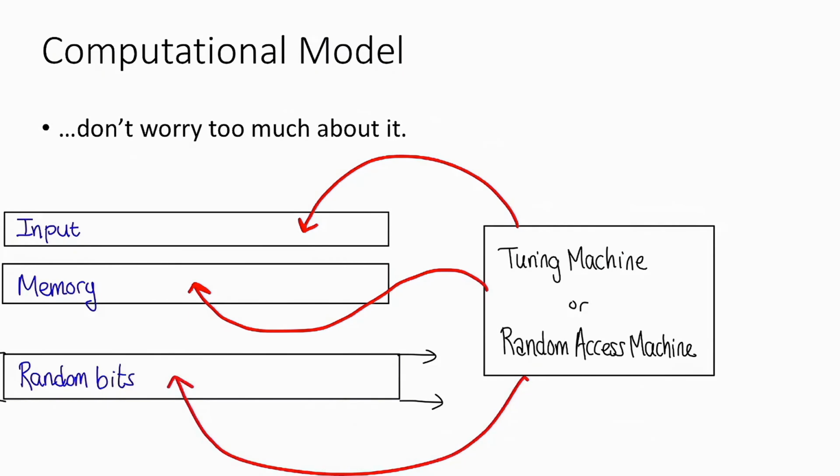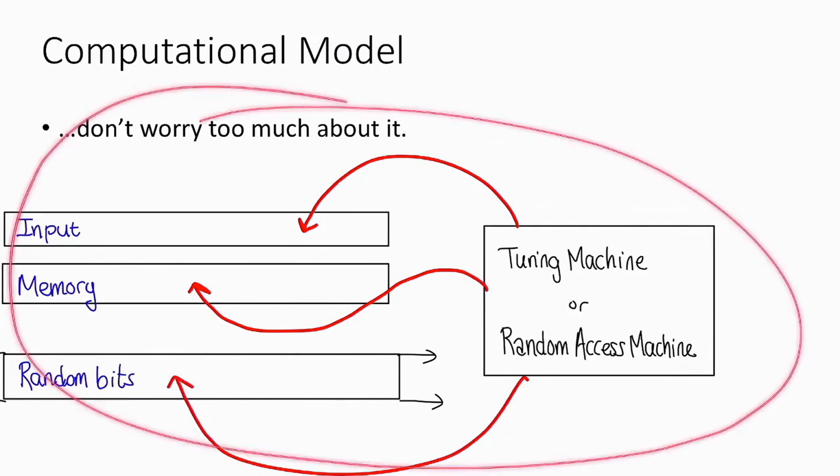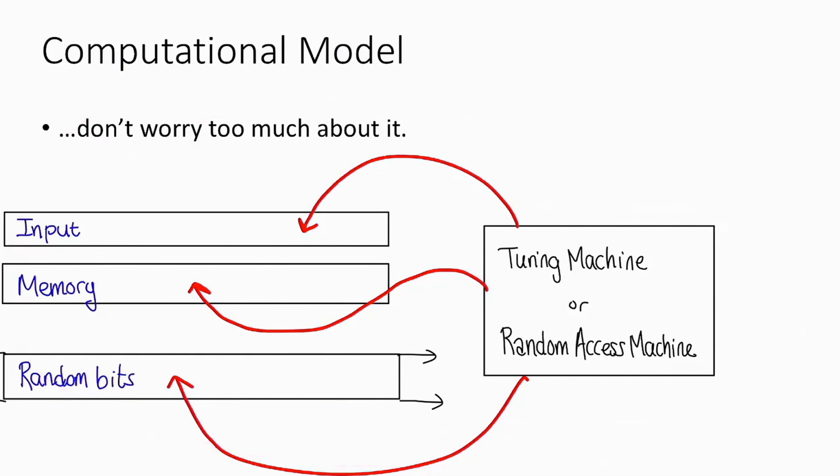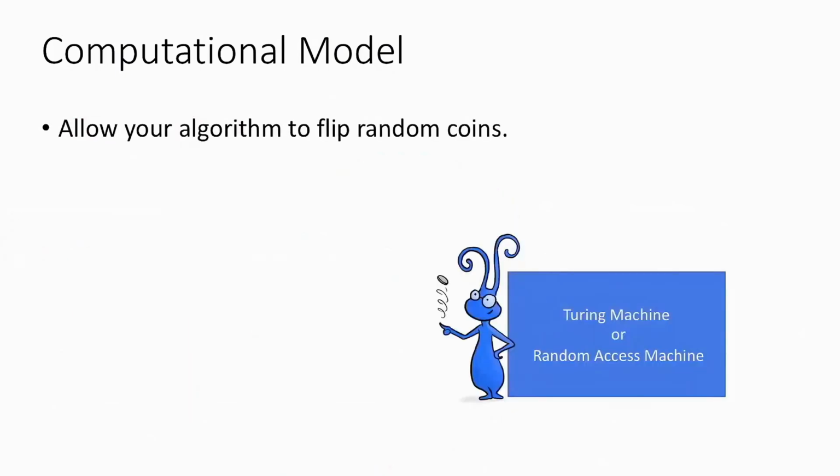Okay, so for the purposes of these videos, this is about as much detail we're going to go into about our computational model. A simpler way to think about it is that whatever computational model you have in your head for a deterministic algorithm, keep that computational model and say that your deterministic algorithm is now allowed to flip some random coins.